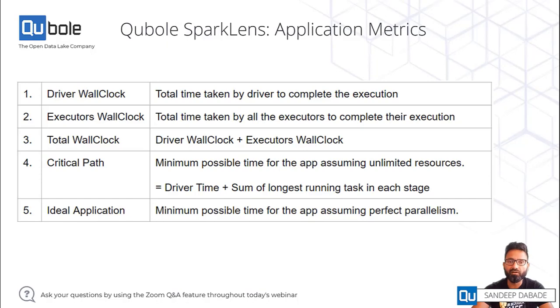Driver wall clock is total time taken by driver to complete the execution. Executor's wall clock is an aggregate time taken by all the executors to complete their execution. Total wall clock is driver wall clock plus executor's wall clock. Critical path is the minimum possible time for the application assuming unlimited resources. And ideal application is minimum possible time for the application assuming perfect parallelism with no data skews.